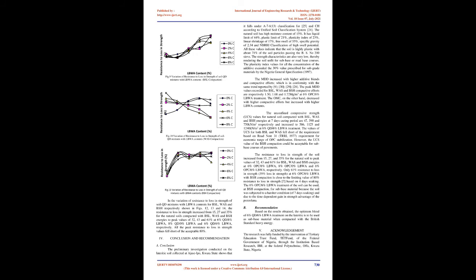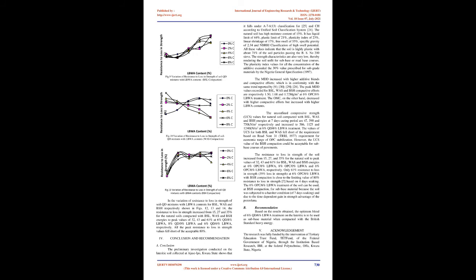Subsequent addition of LBWA content did not increase the UCS; rather, it recorded a slight decrease to a value of 323 kN/m2 at 6% QD/8% LBWA because of insufficient water to take the pozzolanic reaction to completion. It falls under A-7-6 (13) classification and CH according to the Unified Soil Classification System 24.